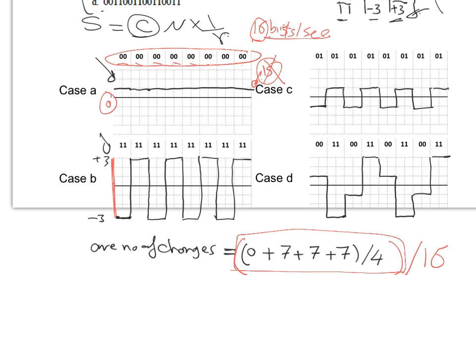So by dividing by 16, this is the number of changes per bit, right? If we multiply this whole thing by the value of n, then we can get the average number of changes for any bit rate. Okay? Because I did not tell you how much time duration these 16 bits took in the time domain, right? So you have to divide by the number of bits and then multiply by the bits per second so that we can calculate the number of changes per second.